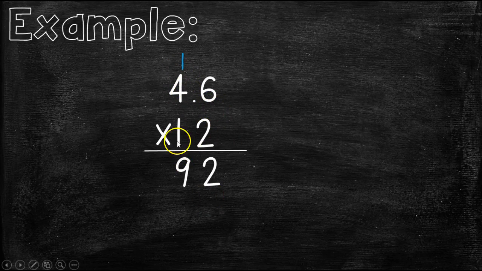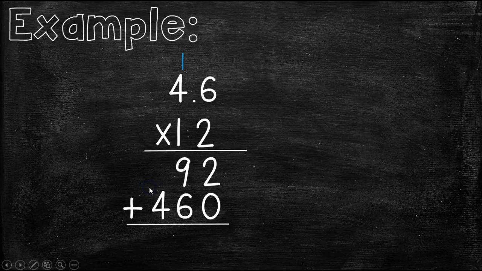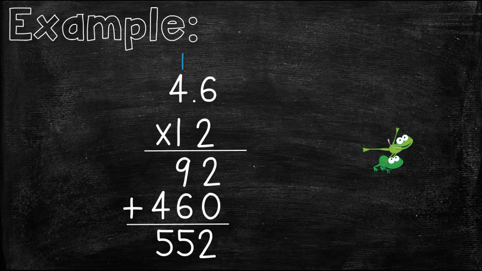Now we're going to start multiplying the tens. So we need to add our 0 as our placeholder. 6 times 1 is 6, and 4 times 1 is 4. Now we need to add our partial products together, and we get 552. But we're not quite done yet because we still have to figure out what we're going to do with our decimal. And that is where our leapfrog strategy comes into play.